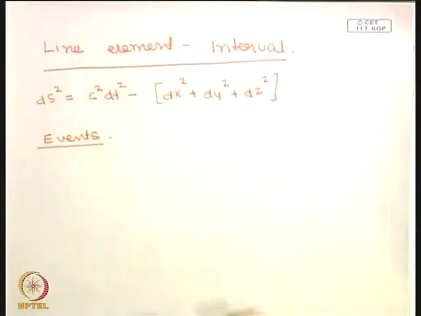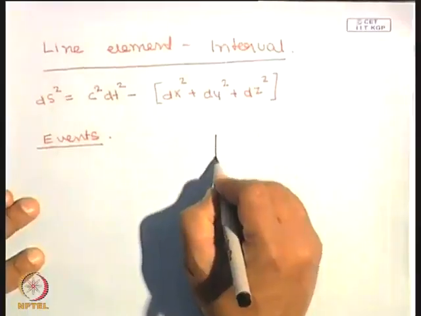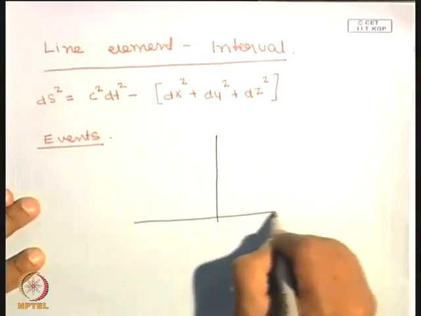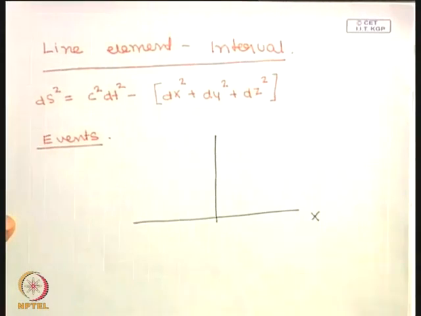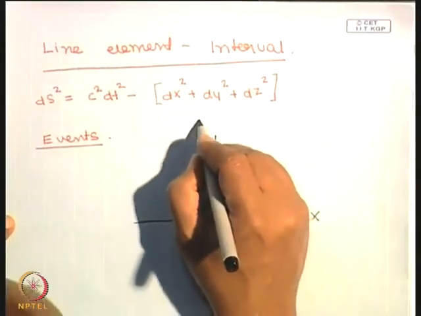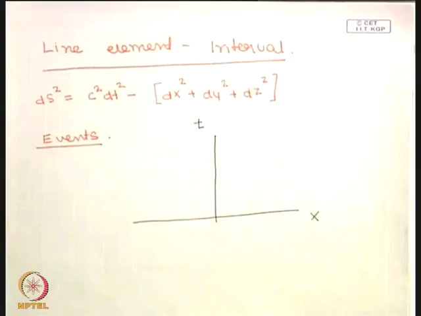What is an event? We all know what an event is. You are born, the clock ticks 1 second, that's an event. Okay, so we can represent events on what is called a space-time diagram. In a space-time diagram, we have the position of the event along the x-axis, and we have the time at which the event took place along the y-axis.